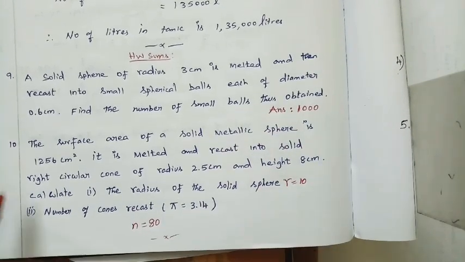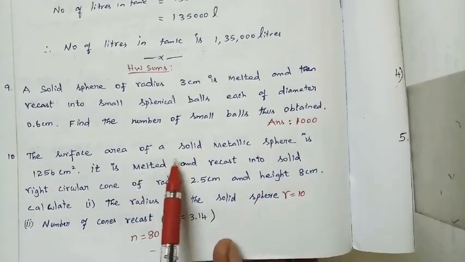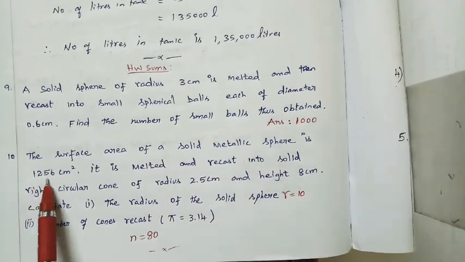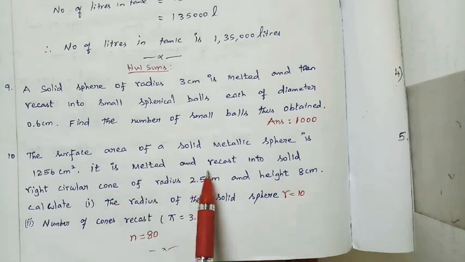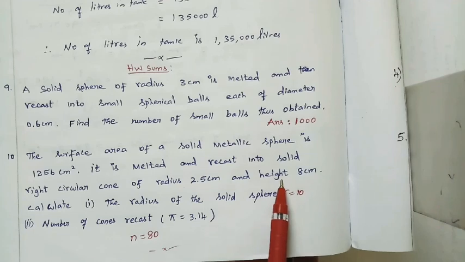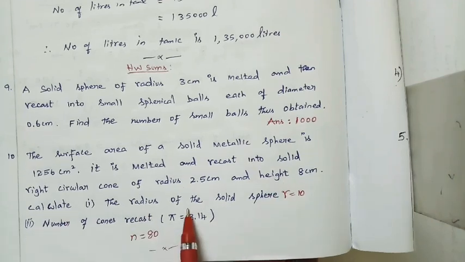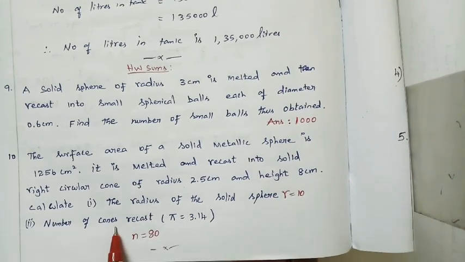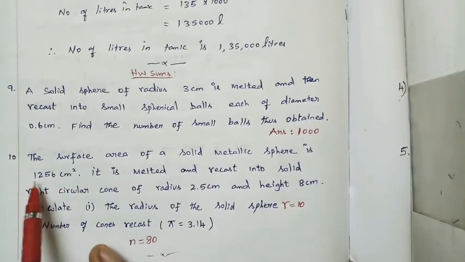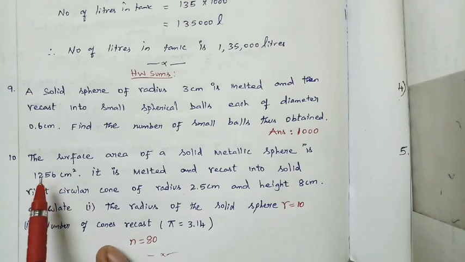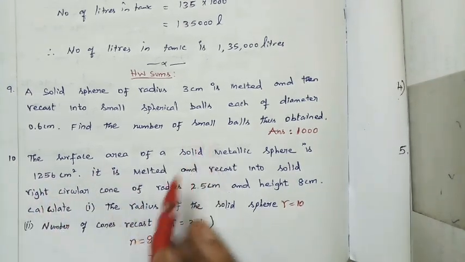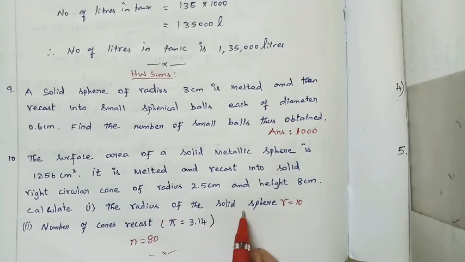Sum number 10, right? The surface area of a solid metallic sphere is 1256 centimeter square. It is melted and recast into solid right circular cones of radius 2.5 centimeter and height 8 centimeter. Calculate the radius of the solid sphere and the number of cones recast. Right? See, here they have given the surface area of a sphere, 1256 centimeter square, right? So by equating the surface area formula with this value, we will get the radius of the sphere, r, right?